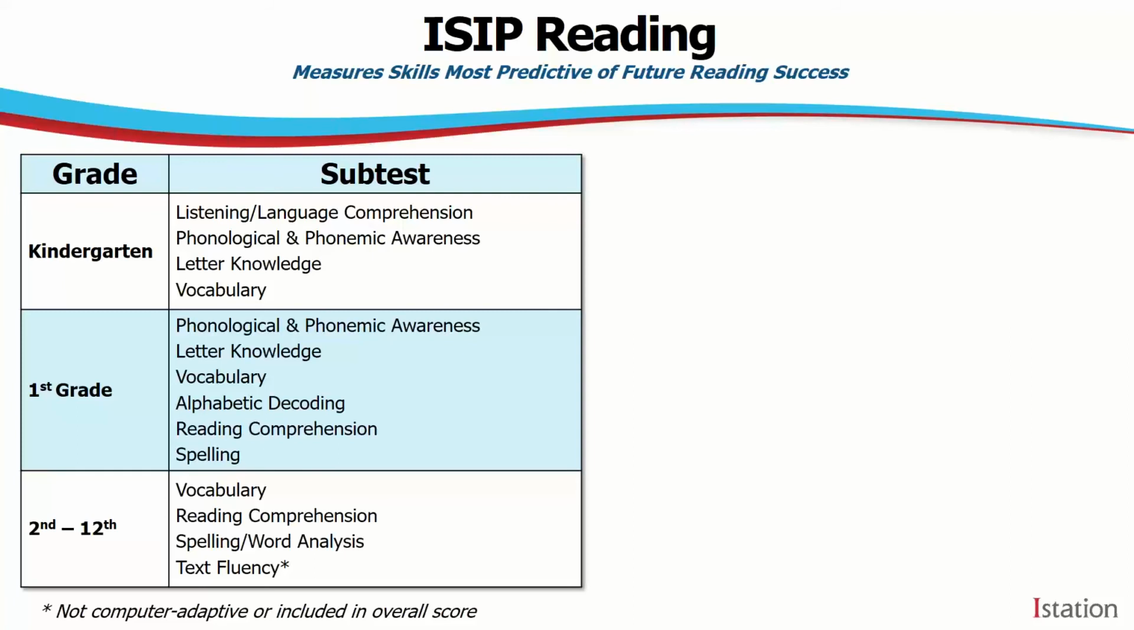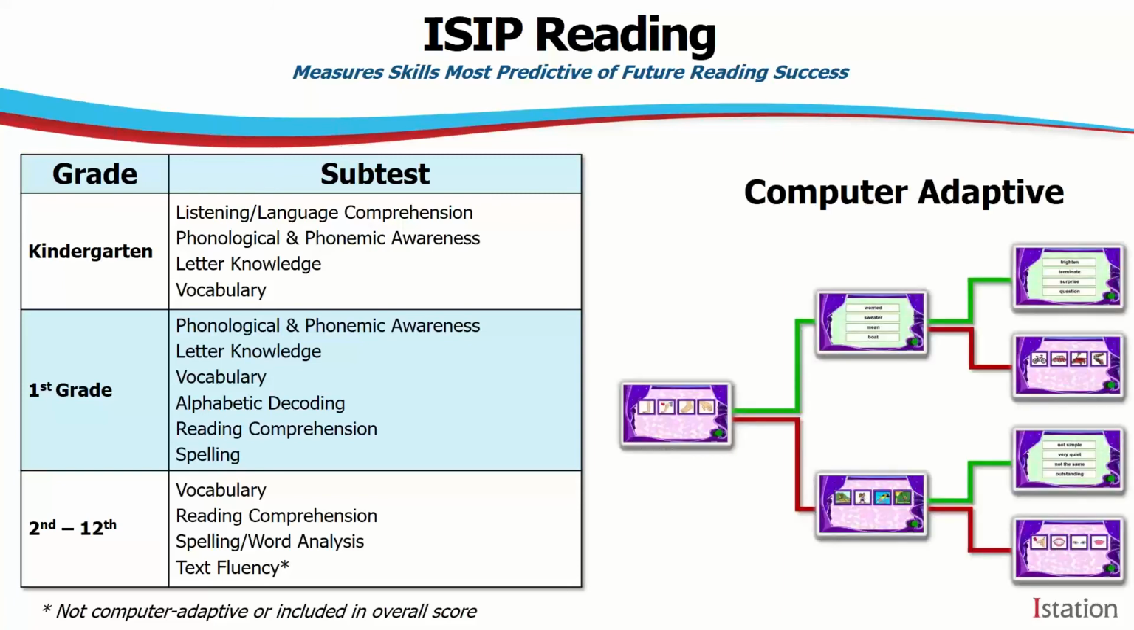So as you can see here in this table, we have it broken down by grade, and then you can see that there are subtest areas that are normed for each grade level. And these subtests are automatically given to students monthly when they log into iStation to take the assessment based on that grade level. And the wonderful thing about ISIP is that it is computer adaptive.